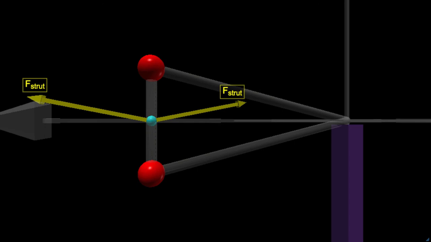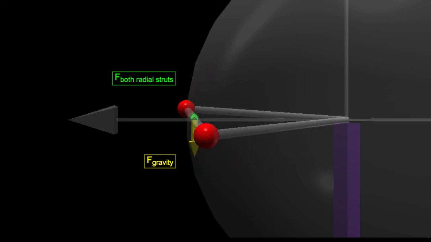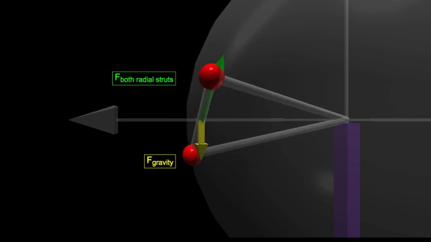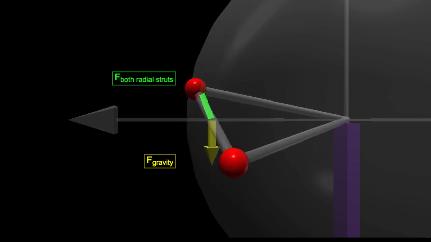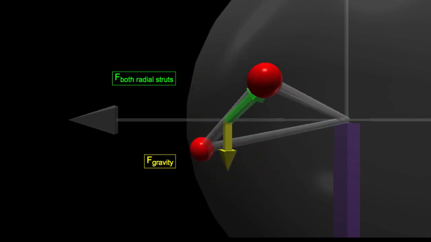But they aren't the only forces. The gravitational force pulls down on the center of mass and balances the upward forces exerted by the radial struts. Let's look at the sum of the forces from the radial struts, shown in green, and the gravitational force, shown in yellow, all scaled by another factor of 10 from the previous simulation. The force from the radial struts is not steady due to the discrete nature of the two-top, and as a result, the center of mass will accelerate up and down as the force changes. But on average, the net force from the radial struts is just equal and opposite to the gravitational force, and the acceleration of the center of mass is zero.